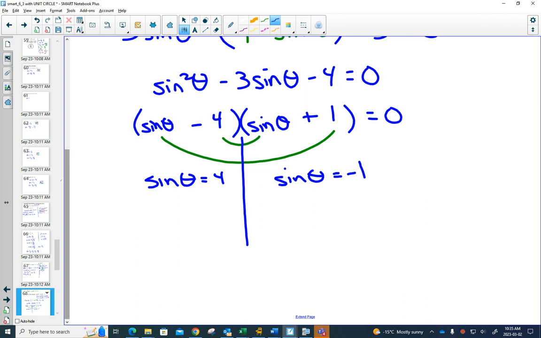If it's equal to 0, then either sine theta equals 4, that would make the first factor equal to 0, or sine theta could be minus 1, that would make your second factor equal to 0. Of those two values, only one of them is on your unit circle. Minus 1 is on your unit circle. You ask yourself, when is my y-coordinate minus 1?